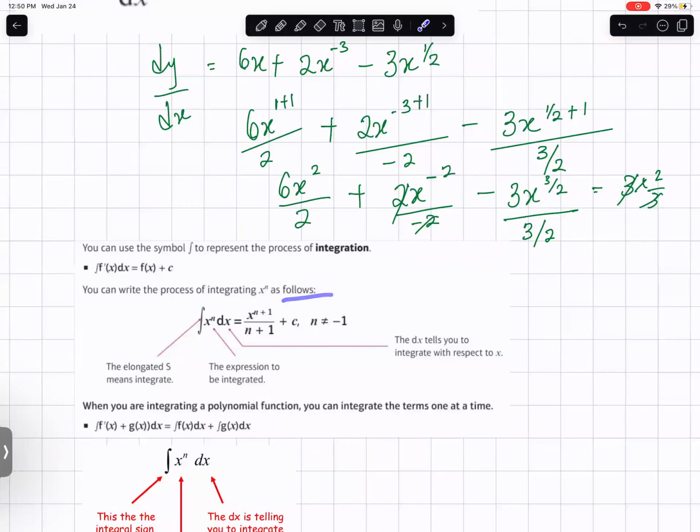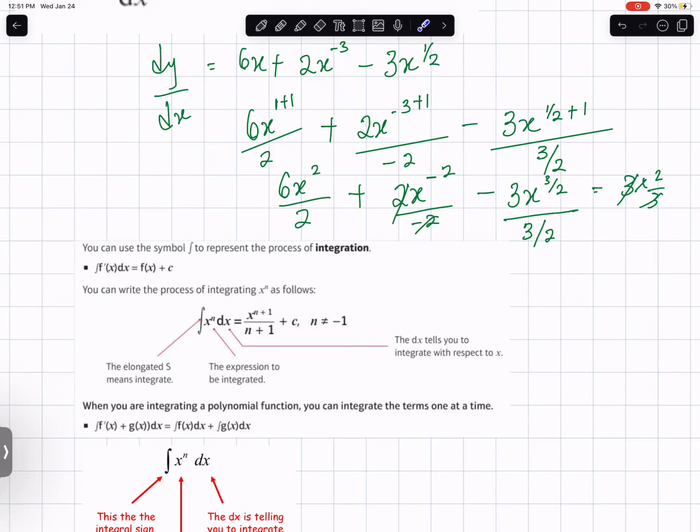Okay, so you can write the process of integrating x raised to the power of n as follows. We have done this in the previous class. This is our integration symbol. It means integrate. When you see the sign, take notice, it means integrate. The integral of x^n dx equals x^(n+1) over n+1, plus our c, noting that n is not equal to negative 1.